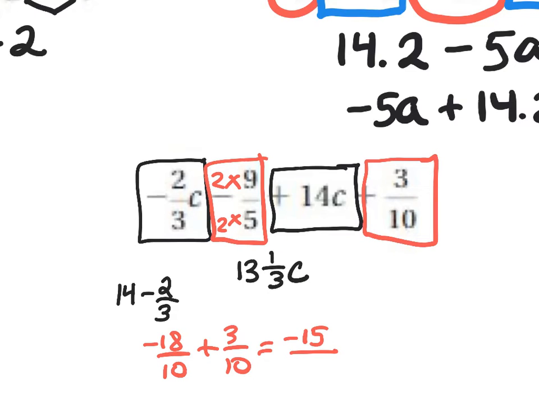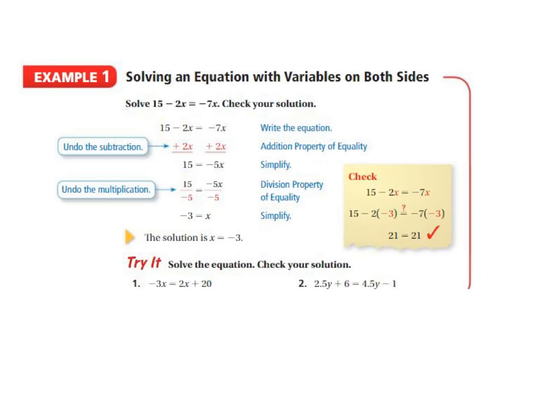Keep the sign of the larger one, over 10, reduce it, you end up with -3/2, which we know is really -1 1/2. So this would be -1 1/2. All right, let's look at the next page.